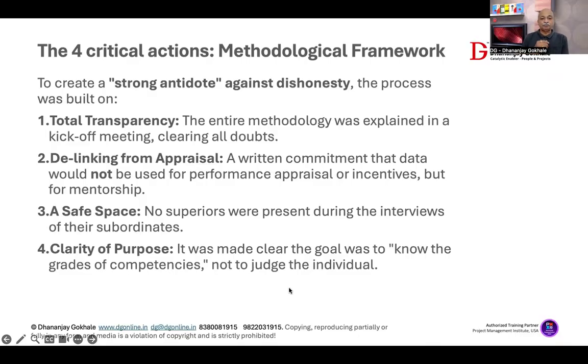The fourth is clarity of the purpose. It was made extremely clear that the goal was to know the grades of the competencies, in a way to know the strength inventory, not to judge the individual. And even before the interview, I always communicate, are you clear on this? Is it clear? If you have any questions, I reserve 7 to 8 minutes for questions on the model even before the interview. So this is what has always helped me.